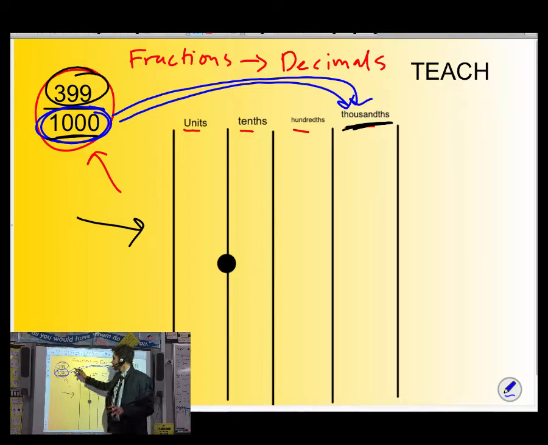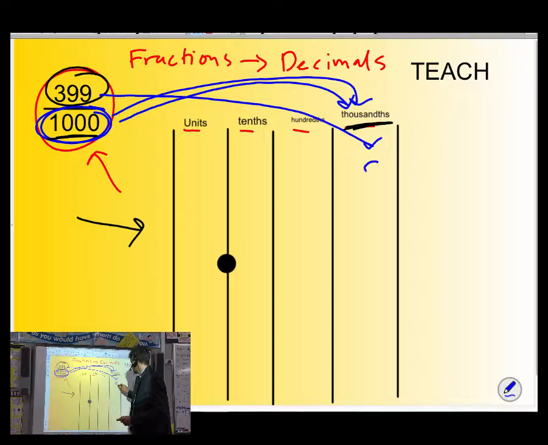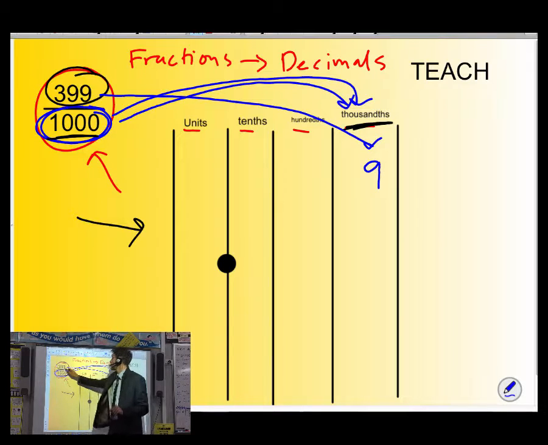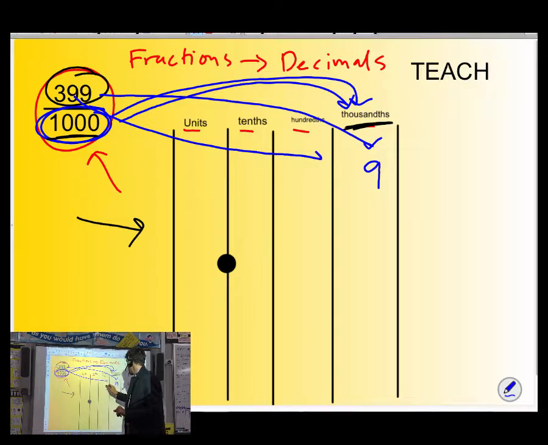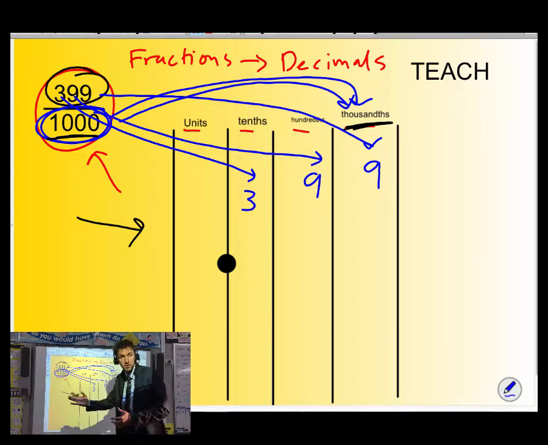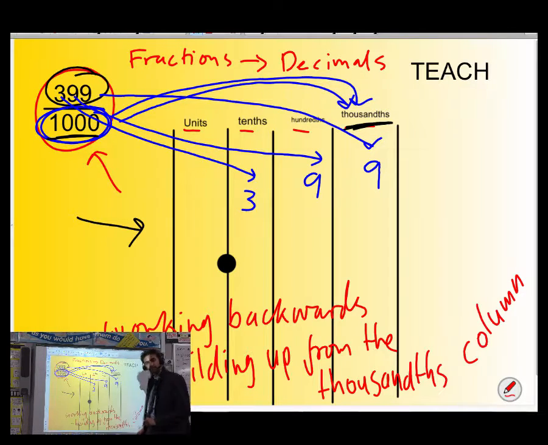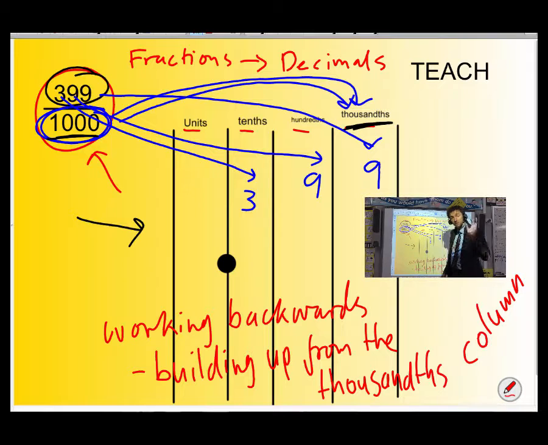Here we go, 399 over 1,000. We're going to move the 9 over here. We've moved that 9. We're going to move the other 9 over here. We've moved the other 9. There it is. And last of all, we'll move that 3 there. You see how we had to work backwards, building up from the thousandths column.